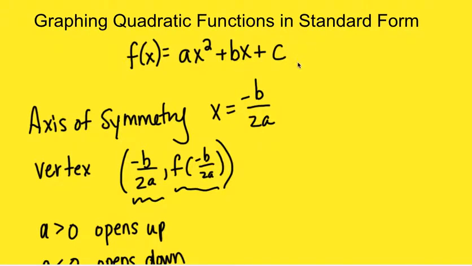Okay, so this video is on graphing functions in standard form. Standard form is f of x equals ax squared plus bx plus c. This exponent of 2 here is what makes this a quadratic function, so we know that this is going to be graphed as a U-shaped function.